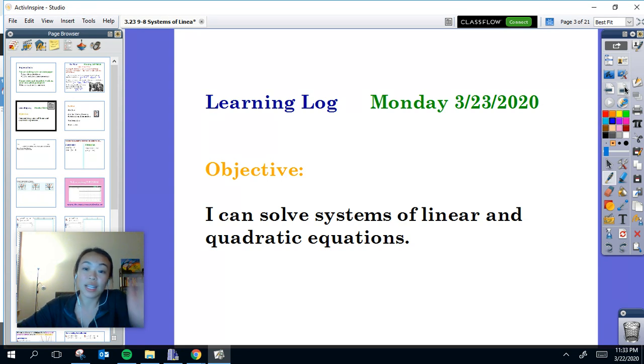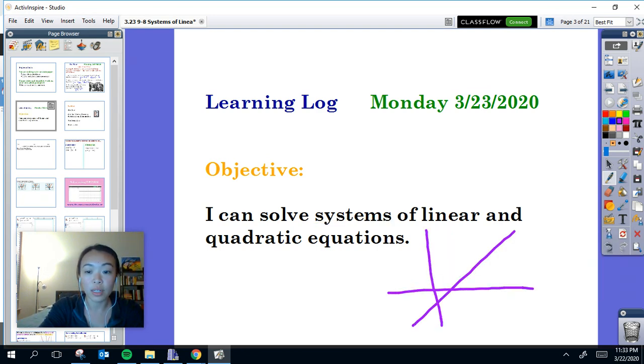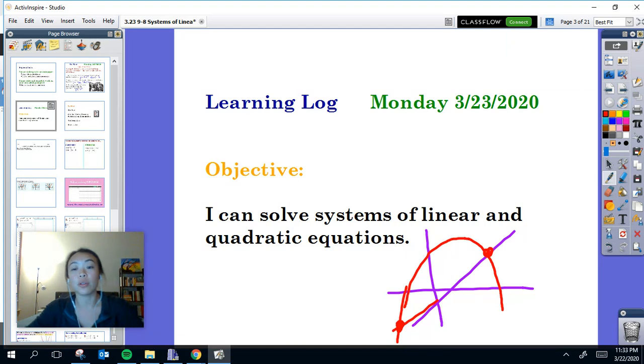Our learning log today is I can solve systems of linear and quadratic equations. We've already done systems with linear equations, where I give you a graph, and you might have something that looks like this, and you need to find the point of intersection. The only difference today is that I'm going to give you one linear and one quadratic. So you're going to have to figure out maybe 2 points, 1 point, or no points where they do intersect.